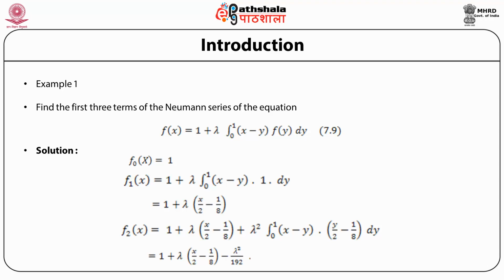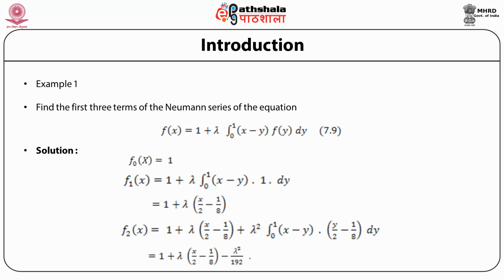Obviously, in the lowest order in lambda, f0 x is equal to 1. Now, f1 x is equal to 1 plus lambda integral 0 to 1 x minus y, and substitute f of the lowest order term for f of y, which is f0 y, which is equal to 1. So you have f1 x is equal to 1 plus lambda integral 0 to 1 x minus y 1 dy, which is equal to 1 plus lambda times x by 2 minus 1 by 8.